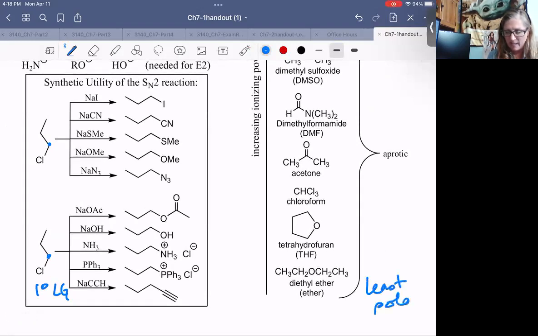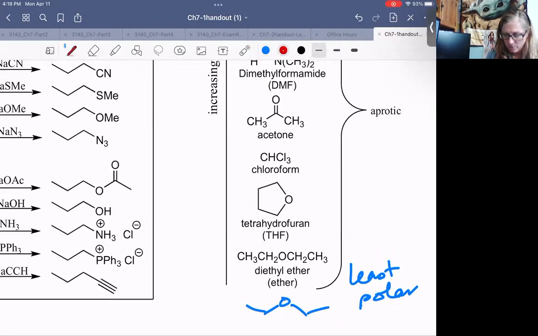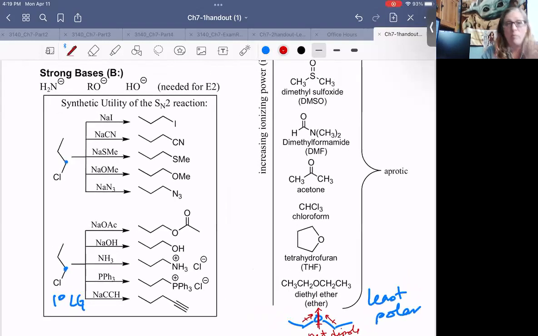Now you might notice that actually it's still polar. We still have polar functional groups. We have the oxygen here. Remember, this has a bent geometry, so those two polar C-O bonds don't cancel out. They're in opposite directions, left and right, but they both have this upward component. So there is a net dipole moment for something like diethyl ether. So all of the solvents that we're using here are polar.